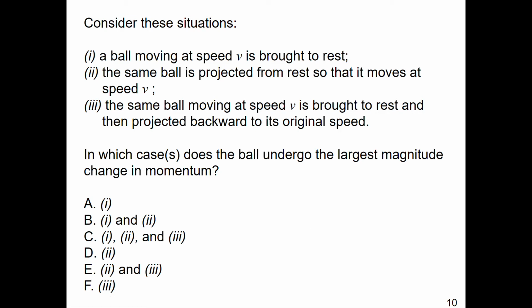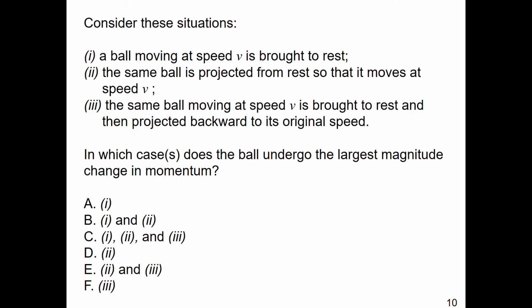All right, here are 3 different situations. In the first situation, 1, we've got a ball moving at speed v, and we apply a force to it to bring it to rest. Situation 2, the same ball is projected from rest so that it moves at speed v. So in one case, it's moving at 3 meters per second and we slow it down to rest. The second case, we increase its speed from rest up to the 3 meters per second, say.